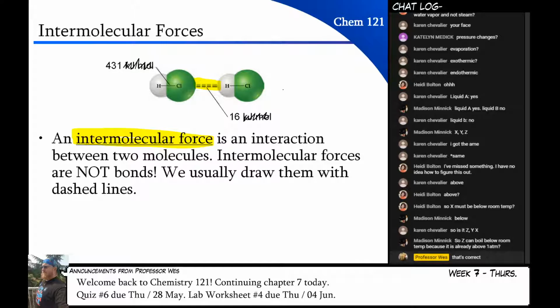For instance, the HCl atoms in the HCl molecule are bonded together and have a bond strength of 431. But the HCl molecules themselves stick to other molecules with a strength of only 16. They are very, very weak in comparison, and if we heat these slightly, these are the first things to break. When energy is added, bonds will break if you add lots of energy, but intermolecular forces will break if you only add a little energy.